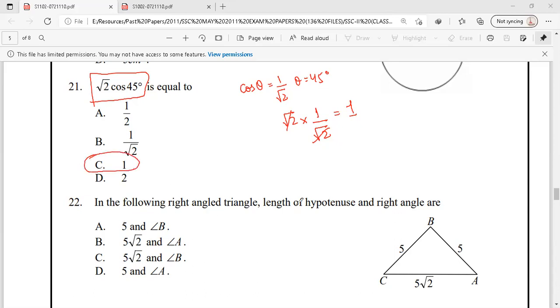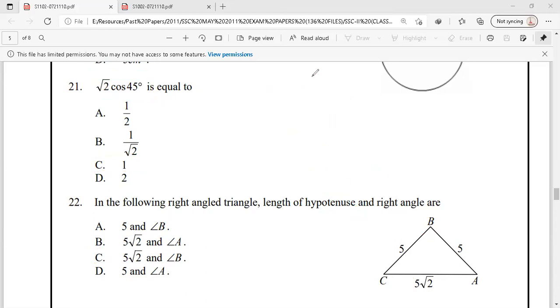In the following right angle triangle, we have to find the length of the hypotenuse. We know that the longest side is the hypotenuse. This is the longest side. The longest side is always opposite to the 90 degrees. So angle B is 90 and 5 root 2 is the hypotenuse. Option C is the right answer.